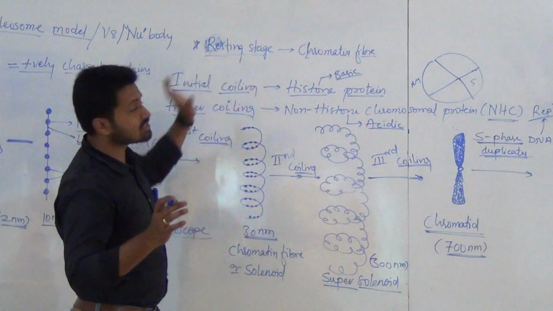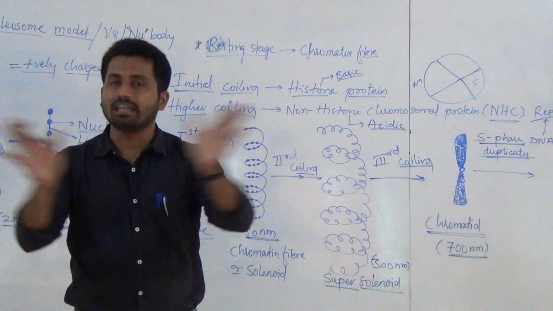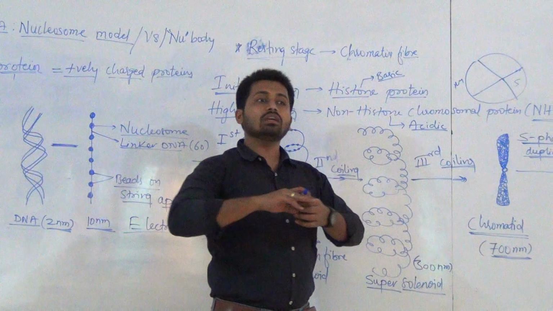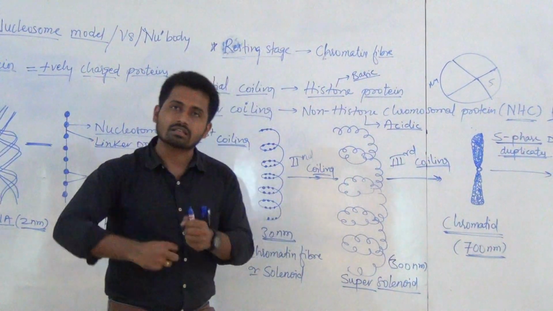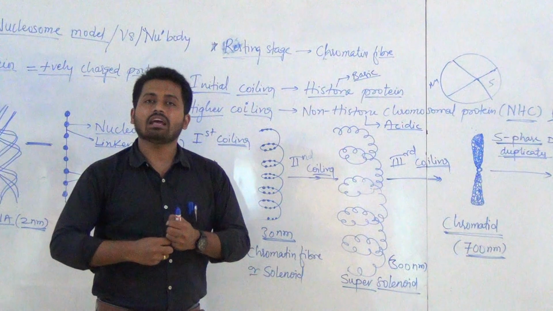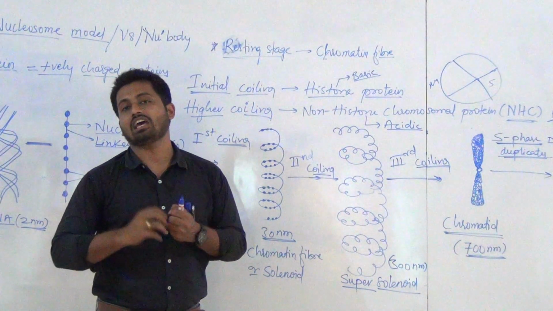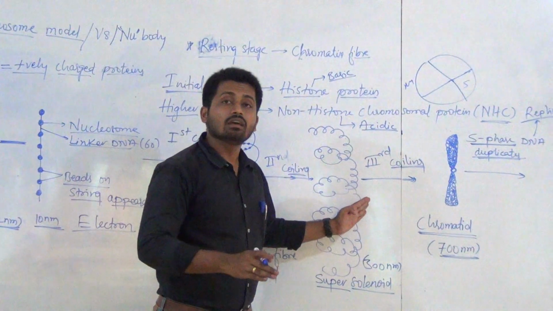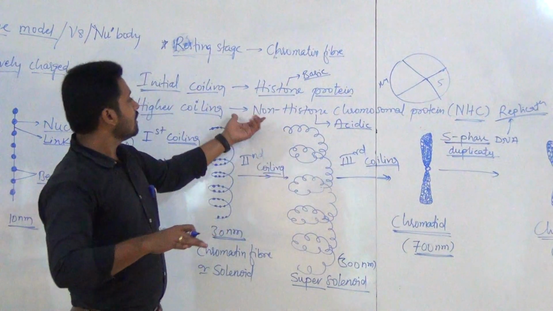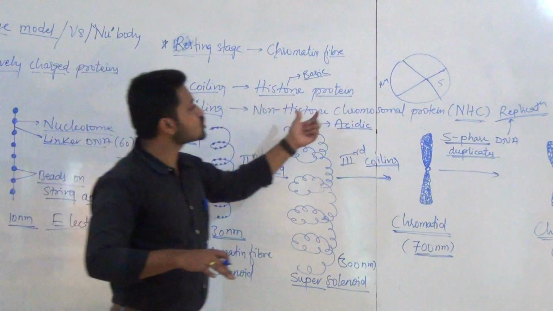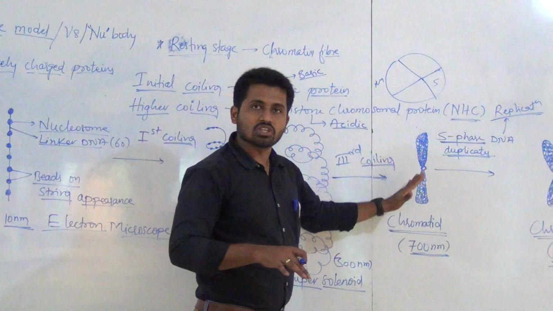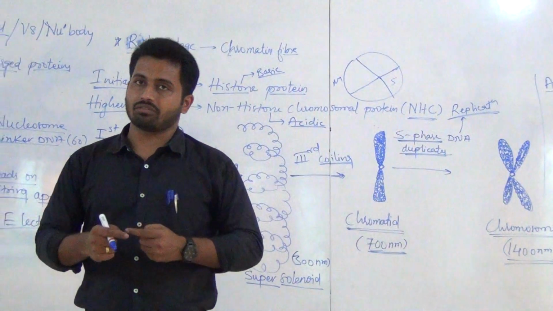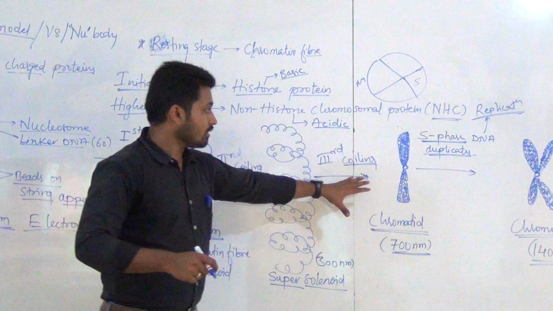That is when the cell is in resting stage. But when the cell is supposed to divide into its two daughter cells, it is going to coil again very densely, because such a long DNA has to pack in a very minute space. The dimension of the nucleus is very small, 1 micron. So high level of coiling is going to occur with the help of non-histone chromosomal protein.